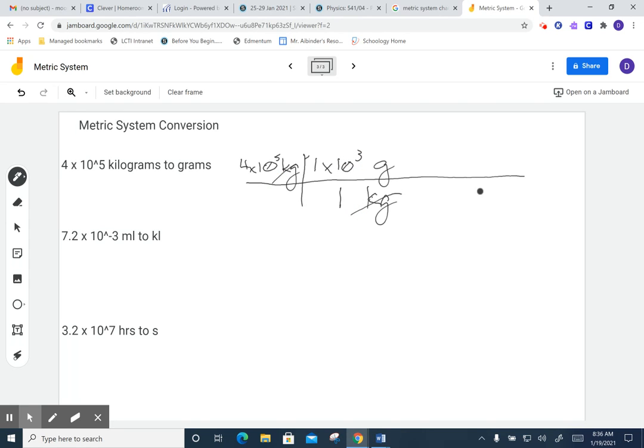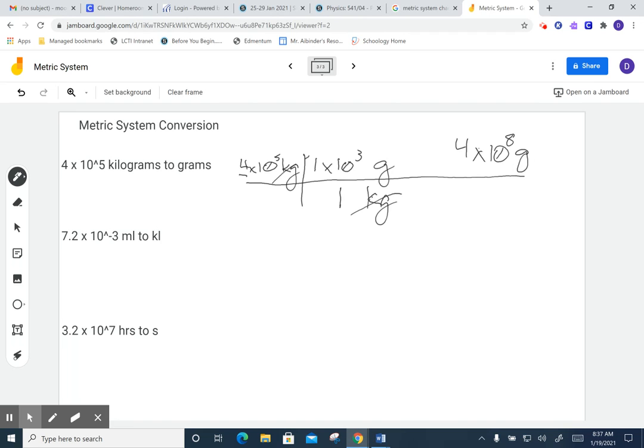Kilograms cancel. Multiply and divide your coefficients, or your beginning numbers. 4 times 1 divided by 1 is going to be 4. And then 10 to the 5th times 10 to the 3rd is 10 to the 8th. And that's grams. All right?